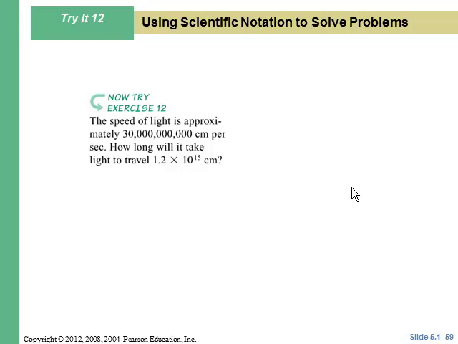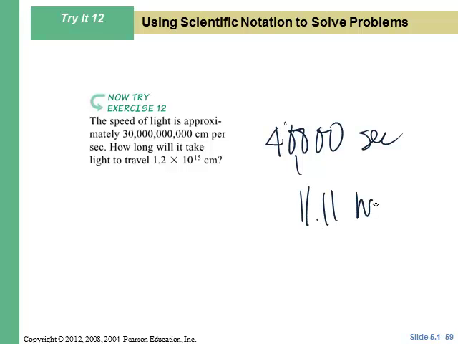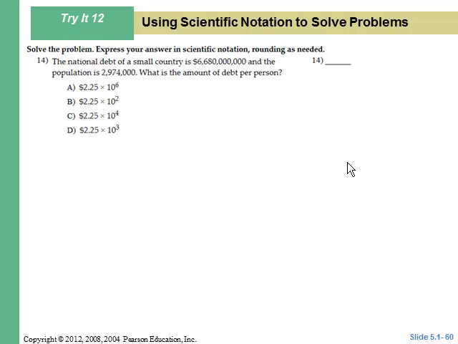How about this one? So we would take 30,000,000,000,000,000 distance. Oh, we have to take the distance divided by time. 1.2 exponential 15 divided by 3 EE 10, and we get 40,000 seconds, which I'm going to divide by 3600, which is 11 hours. Almost half a day.